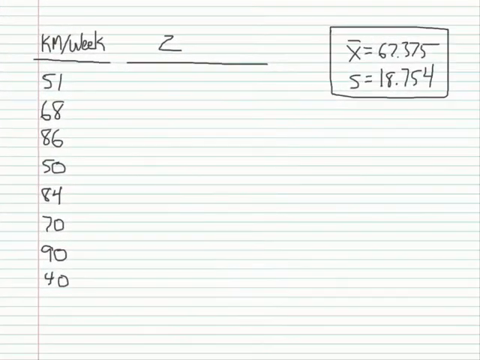To compute a z-score, the first thing we need to do is compute the mean and standard deviation. On the right-hand side, you can see I've already computed the mean as 67.375, and the standard deviation is 18.754.